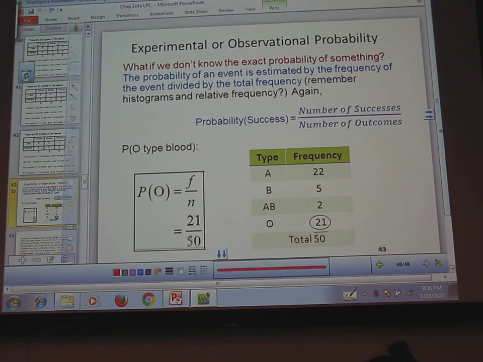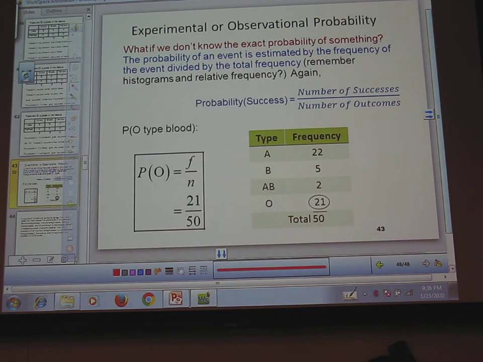Experimental or observational probability. Austin, go ahead. What if we don't know the exact probability of something? The probability of an event is estimated by the frequency of the event divided by the total frequency. Remember, histograms and relative frequency. Do you guys remember that? You take the frequency of that group divided by the total frequency, the percent that's in that class. This is the same sort of thing.